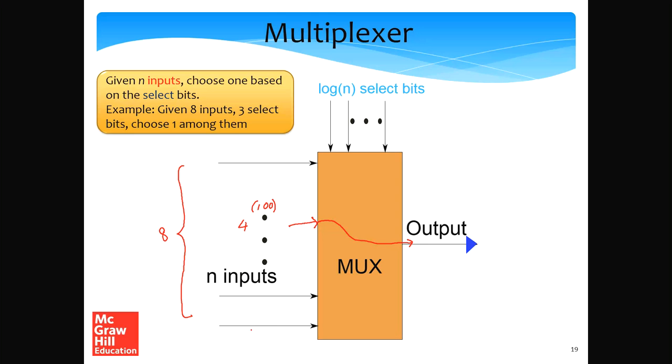Similarly, if we want the value of the last line to get reflected at the output, then the value of the select bits should be 1, 1, 1, where we are assuming that the inputs are numbered from 0 till 7.